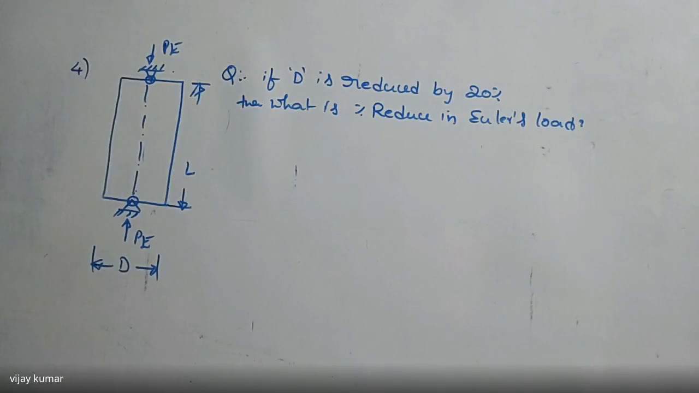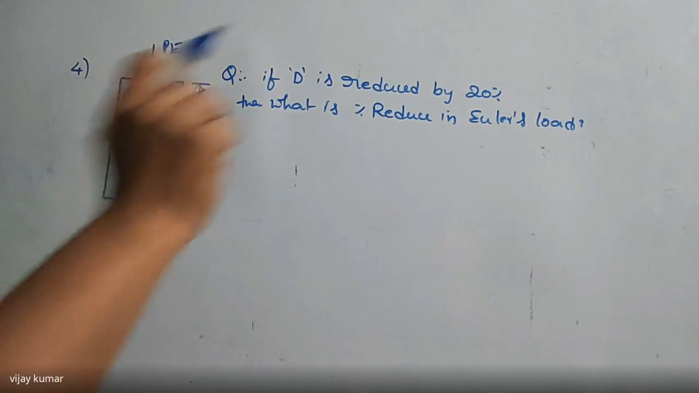So actually we are calculating the critical load, but here I am asking what is the percentage of reduction in Euler's load when the diameter is reduced by 20%. Automatically the Euler's load will reduce, because the diameter will reduce. So I want to find how much Euler's load is reduced.